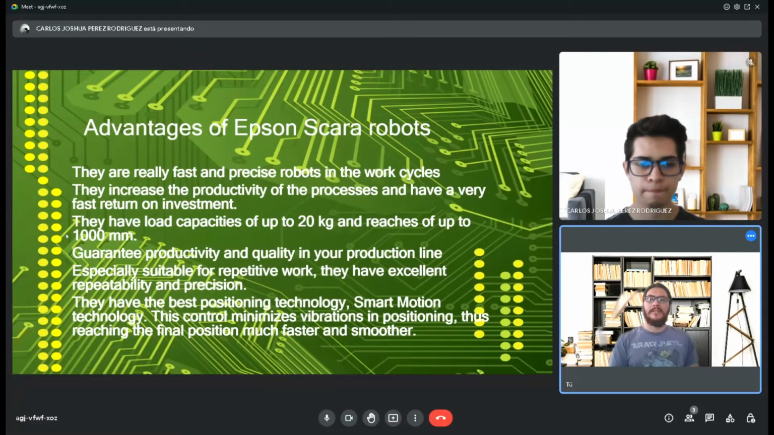Specifically suited for repetitive work, they have excellent repeatability of precision. They have the best positioning technology, smart motion, and turn technology, which control minuscule vibration in position so that the final position is reached smoothly. Next.